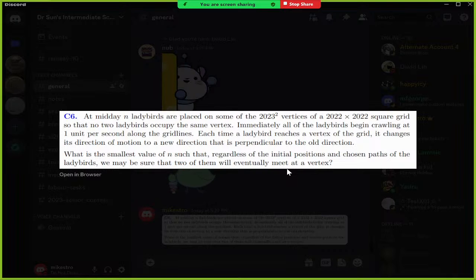What is the smallest value of n such that regardless of the initial positions and chosen paths, we may be sure that two of them will eventually meet at a vertex? Well, we know that n is greater than 2020 times 2022. Why? This problem's somewhat like, you know the Taiwan babies problem? Somewhat like that kind of movement. But this time it's not clockwise or anti-clockwise. It could be either way.